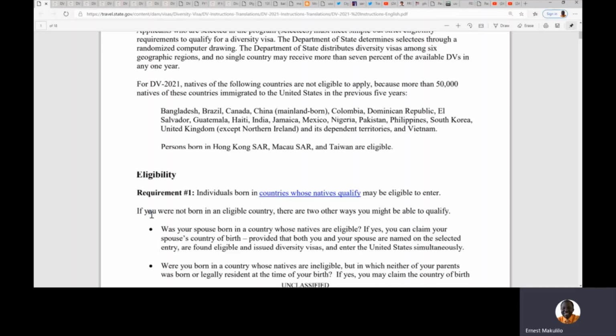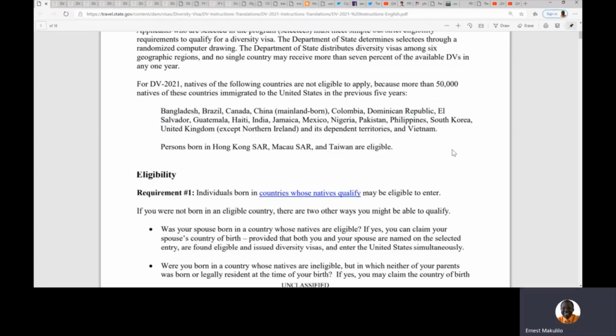In the end, when the lottery is played, it is about the confirmation numbers. They don't care about your name. They don't care about your gender at the time of sorting. It's the computer. So eligibility number one: individuals born in the countries which qualify. The countries which qualify are all countries, which I will show you at the bottom here, with the exception of these countries which are not eligible.